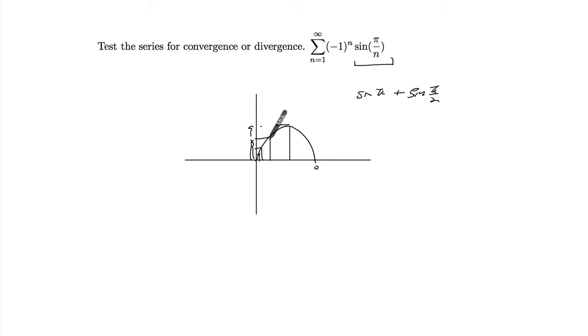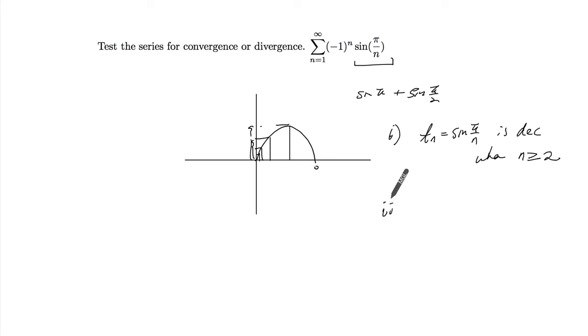Okay, and we can even state that in this way, right? So we say Tn, which is sine of pi over n, is decreasing when n is greater than or equal to 2. So when it's 1, it's here. When it's 2, it's here. So after that, it's constantly decreasing by observing the graph.